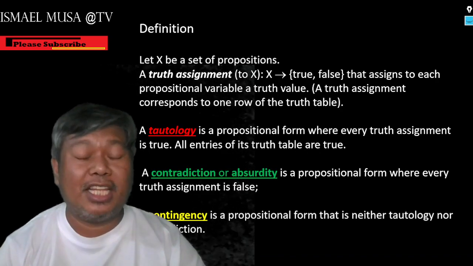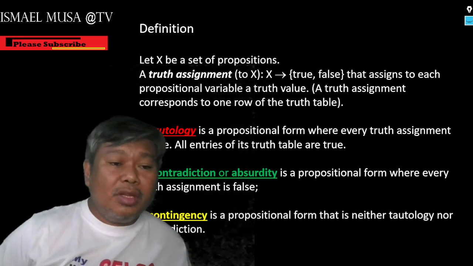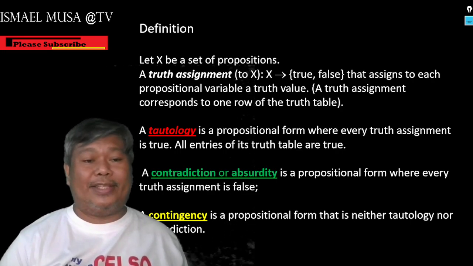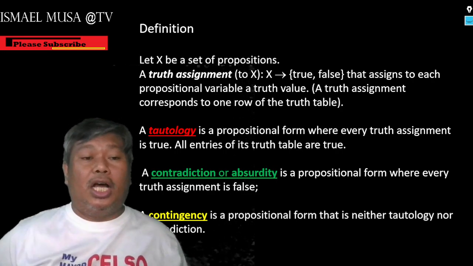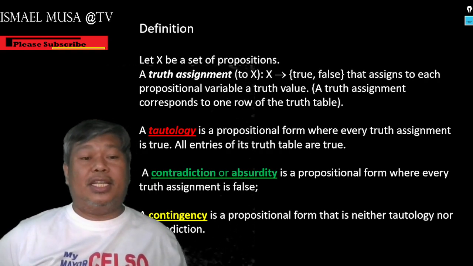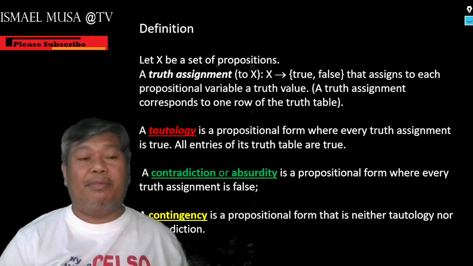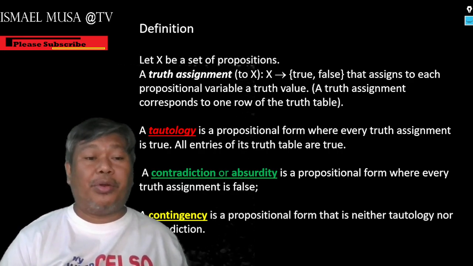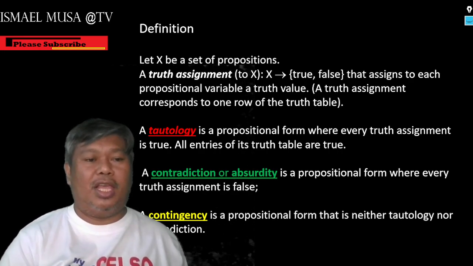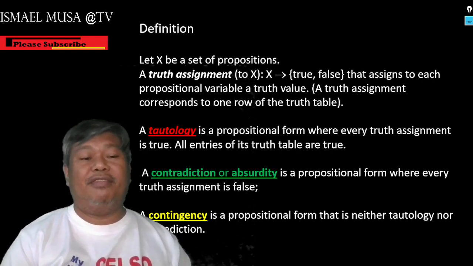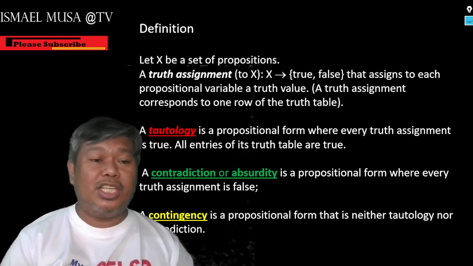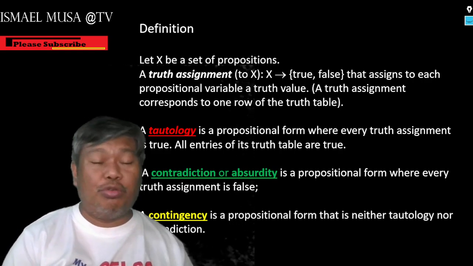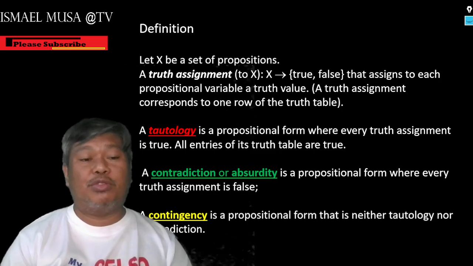Now, let's have additional definitions. Let X be a set of propositions. So we can assign a truth assignment to X. We say X can be true or false. That assigns to each propositional variable a truth value. A truth assignment corresponds to one row of the truth table. Okay, so the other definition is a tautology. What's a tautology? It is a propositional form where every truth assignment is true. All entries of its truth table are true.